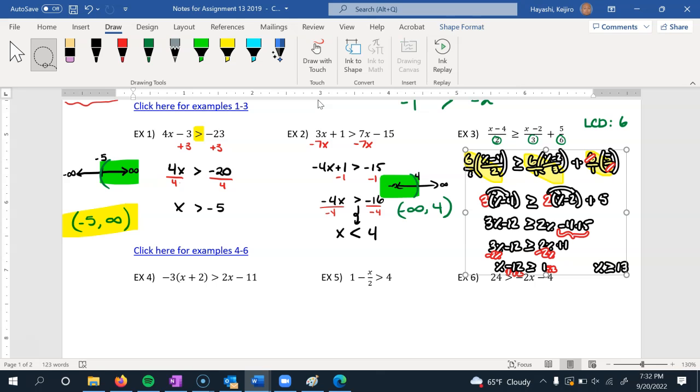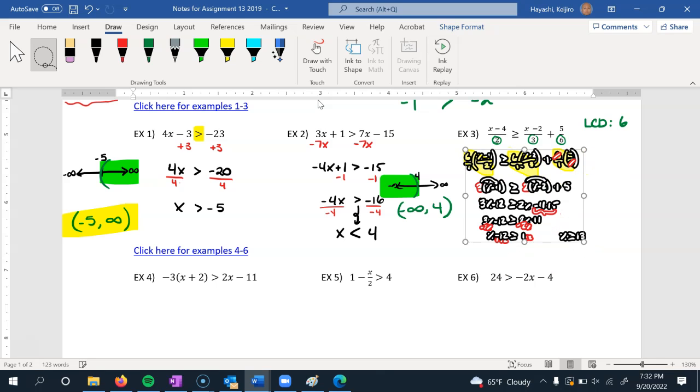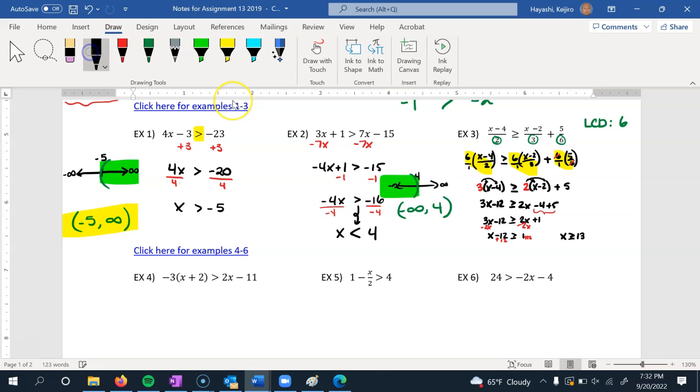All right, so just go ahead and shrink your own writing. I just drew a number line. 13 goes on the number line. X is greater than 13. What side of 13 are you going to shade?